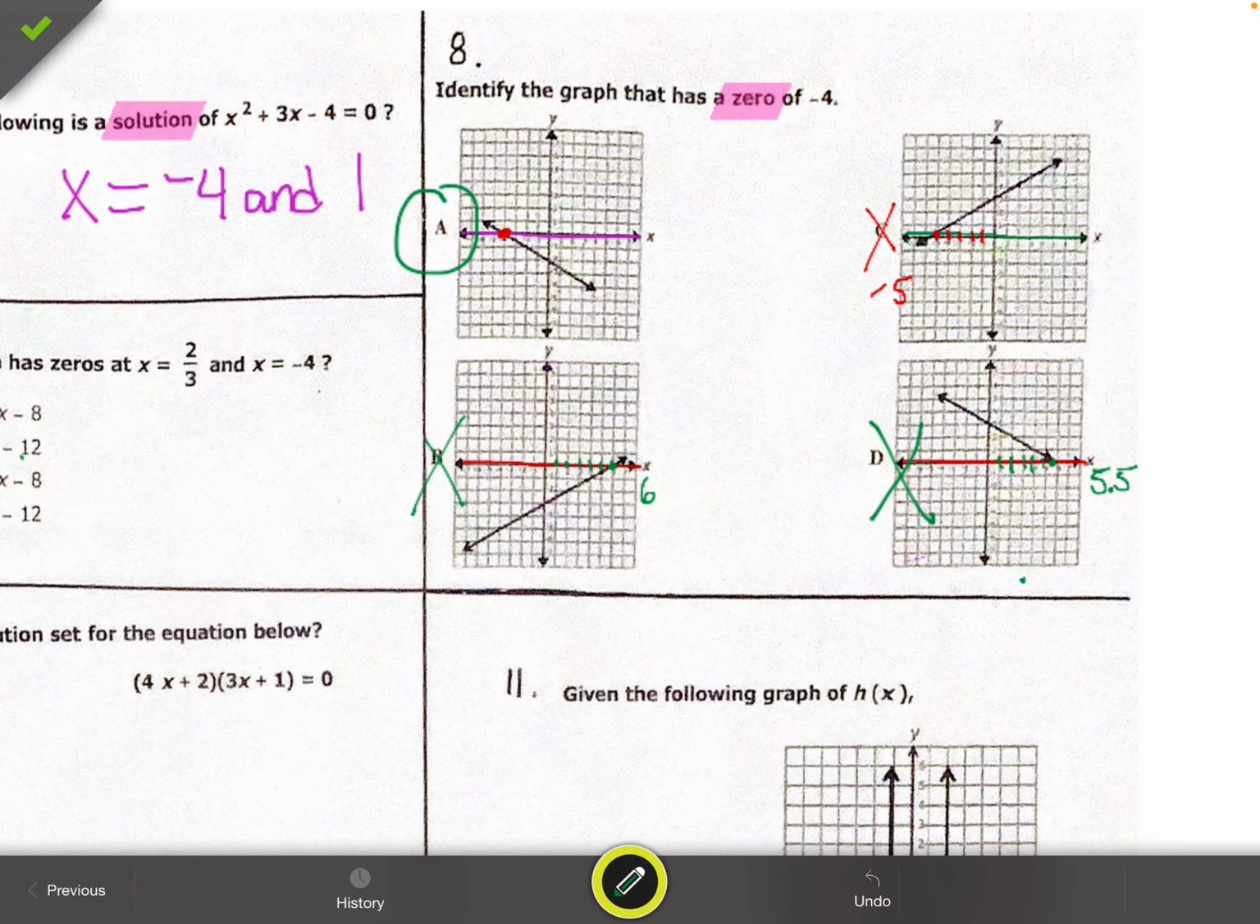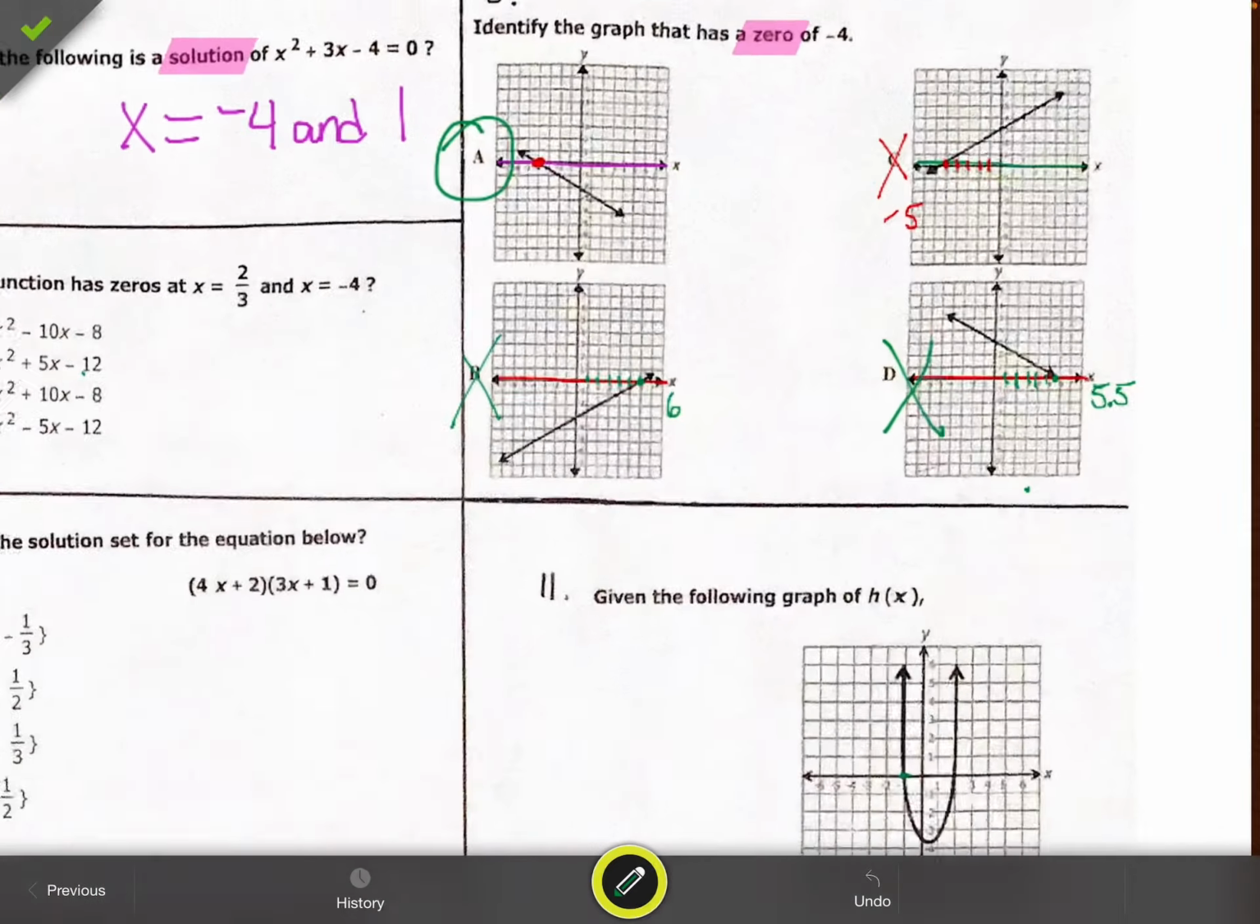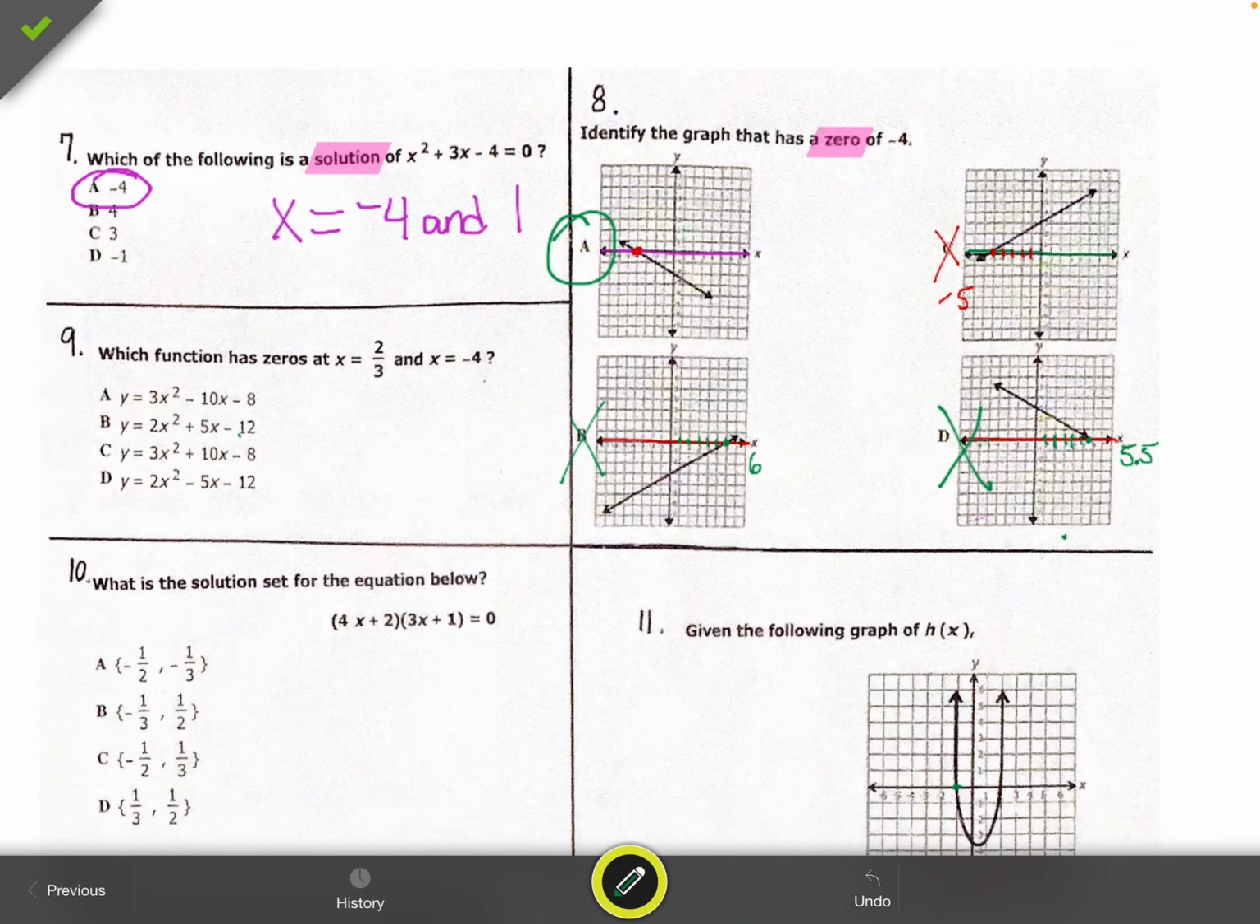So yes, A was what we were looking for. All right, take a quick break, come back, watch the second video to see 9 through 13, and let us know if you have any questions.